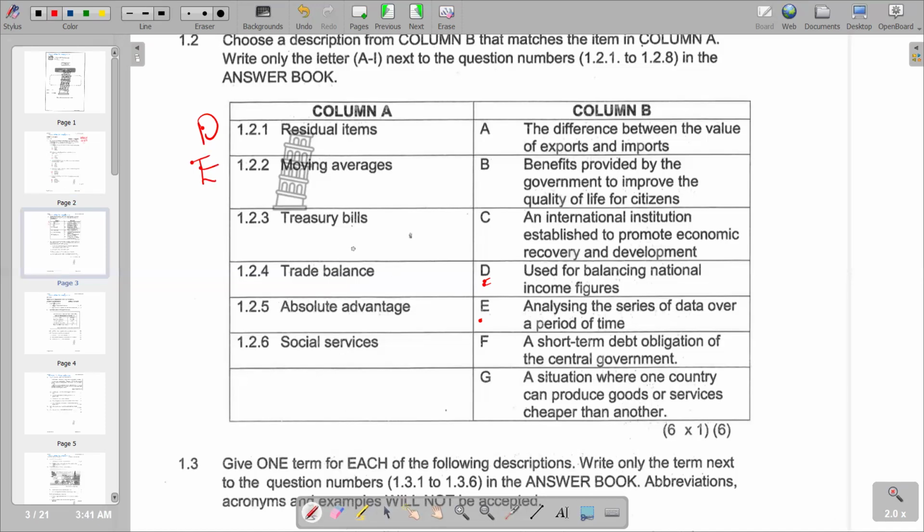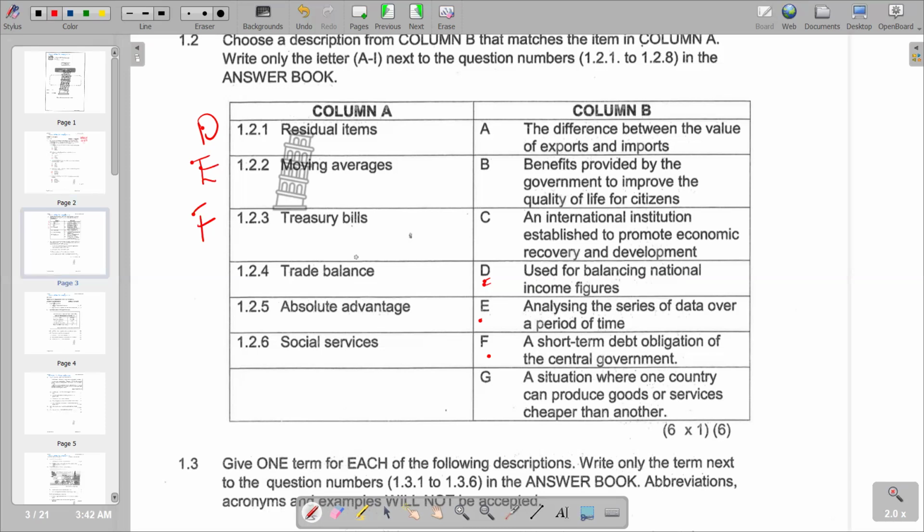Then treasury bills. Obviously, we can explain them as short-term financial instruments issued usually by the government. So we try to see within that explanation what we have in column B. So we go to column B and try to see the explanations that we have. If you go to F, it says a short-term debt obligation of the central government. So basically, that becomes the correct response.